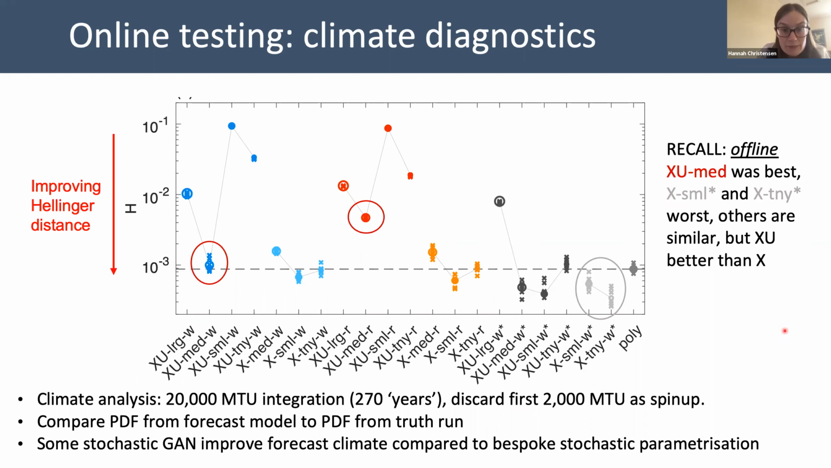The other thing that we remember from our offline testing was that XU was better than X. And now generally the XU is worse than X. The XU are the four joined together, and they're generally worse than the comparative X only simulations, which are these three joined together, and similarly for red compared to orange. So we're seeing completely different performance online to offline. And then the final thing to note is that our benchmark stochastic parametrization is this horizontal dashed line. And really excitingly, many of our GANs are actually able to outperform this benchmark. So that's a really encouraging result.